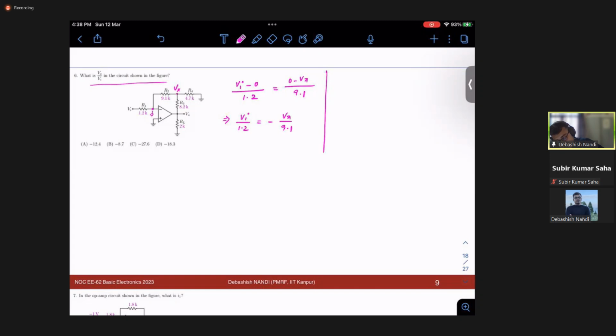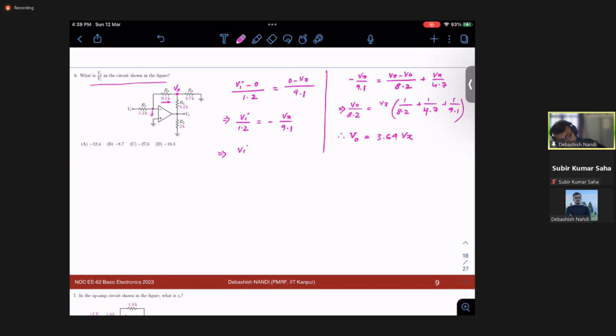So to get Vx, I will be applying KCL at this point. That means minus Vx by 9.1 is equal to Vx minus V naught by 8.2 plus Vx by 4.7. So your V naught by 8.2 is equal to Vx times 1 by 8.2 plus 1 by 4.7 plus 1 by 9.1. So V naught will be equal to Vx times 1 divided by 8.2 plus 1 divided by 4.7 plus 1 divided by 9.1, which multiplied by 8.2 is 3.64.